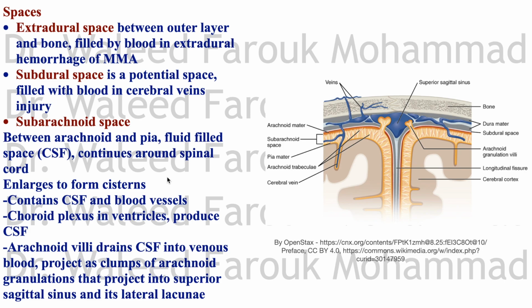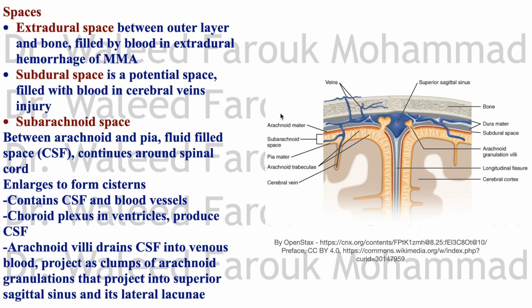There are spaces formed by the coverings of the brain. The space above the dura, between it and the skull, is called the extradural space. And if you perform an X-ray, for example, and find a hemorrhage in this area, in the extradural space, know that the artery responsible for that is the middle meningeal artery, which runs in this space.